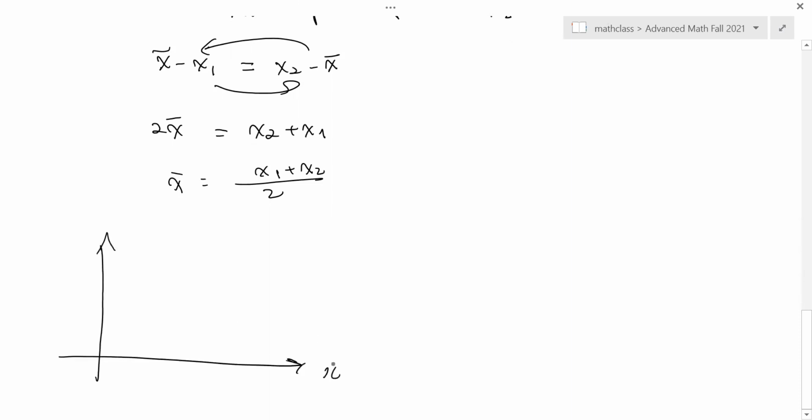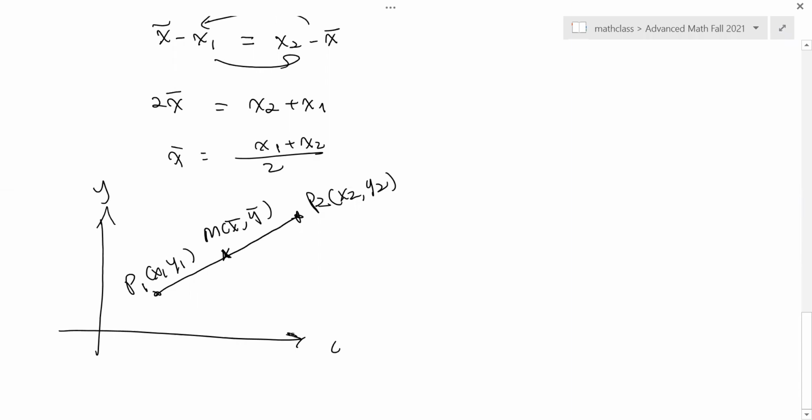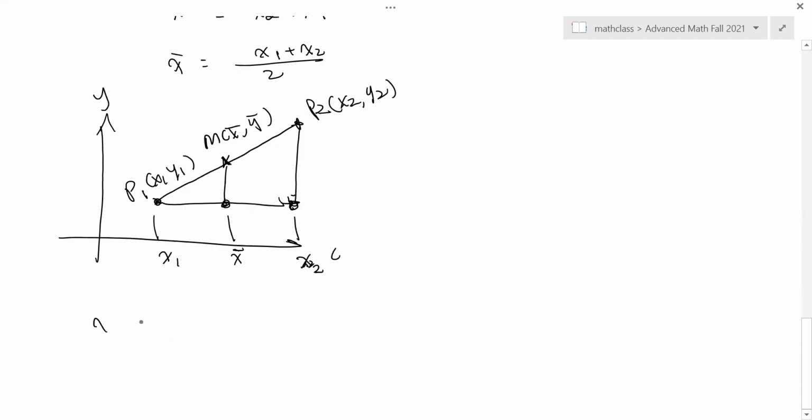Now you have two points, P1 with coordinates X1, Y1, and P2. The middle point is here, right? I'm going to call it M, X bar, Y bar. So how do you find the formula for this? If you can see that this middle point M also gives you the middle point on the axis, here's X1, here's X2, this will be X bar. So that should be just half of X1 plus X2. So immediately we get the formula.